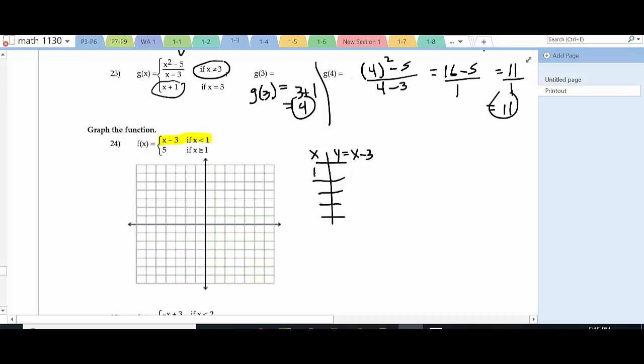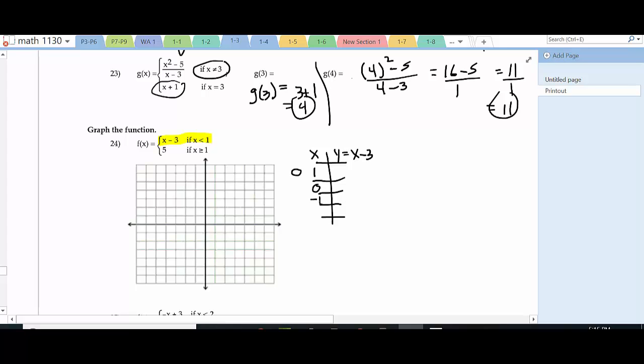I would put a 1 there, but because there's not an equal to bar, that means it's excluded, so that means that endpoint's going to be an open bubble. Okay, that's what it is. Now what kind of numbers do I use? Just whatever I want that's less than 1. Let's just keep it simple and just do a few like this.